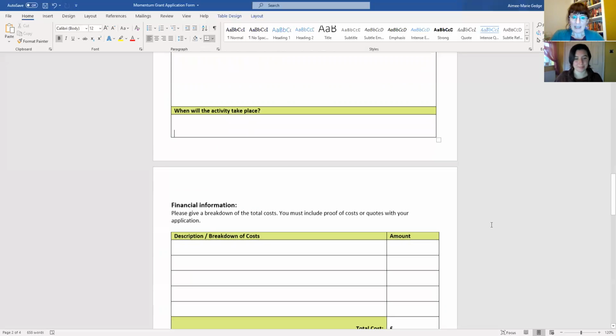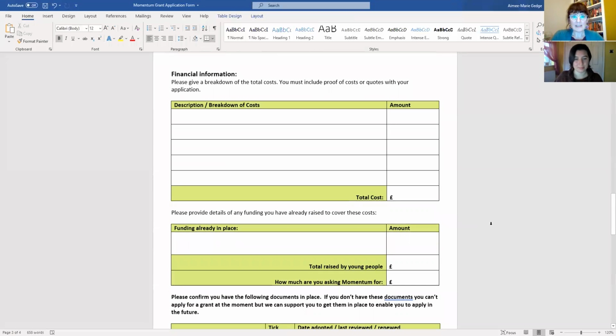Right, the next bit is breakdown of financial information, and this is where you get to really show that you've thought about the amount that you need and you've planned it already. So it might be looking at how much the beanbags cost or the games cost, or you've got some quotes for train tickets for the trip to the seaside, or for training you've looked at a training booking form. So this is where you really break down what the costs are.